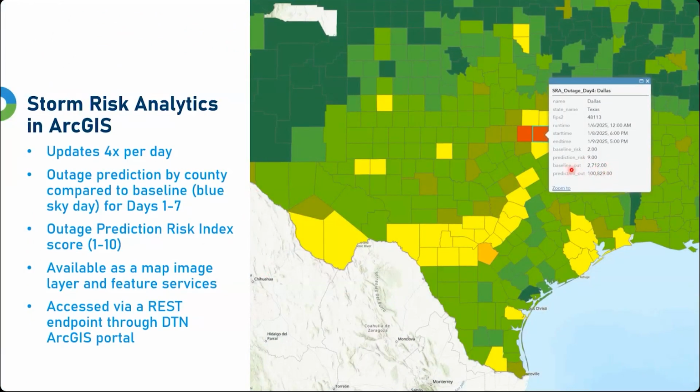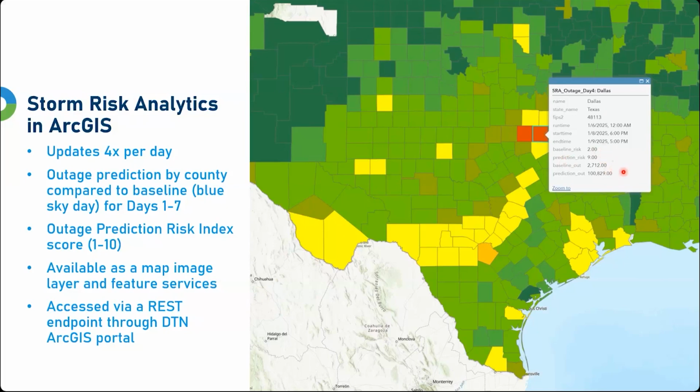So, a baseline blue sky day compared to a severe impactful day. You can predict the number of outages compared to that baseline normal outage. In this case, on the right, a normal blue sky day is over 2,700 outages. And then we are predicting over 100,000 in Dallas County, Texas with this event. So that's a 9 out of 10 on the scale in the prediction. On a normal day it's a 2.